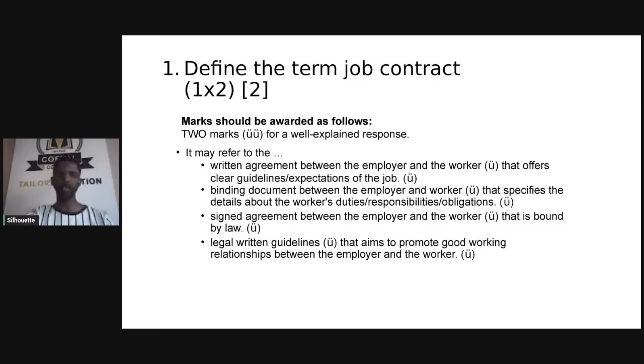It specifies and details the worker's or the employee's duties, responsibilities, as well as obligations. Another variation or another answer: it is a signed agreement between an employer and a worker, and it is bound by law. Okay, as we said, the government oversees all work relations. Another response would be it's a legal written guideline, which is true. And then what does it do? It aims to promote good working relationships between the employer as well as the employee. So you see in this example that there's a mark for the statement, fact, or opinion, and then you qualify it by giving an example or elaborating more on the fact that you have given.